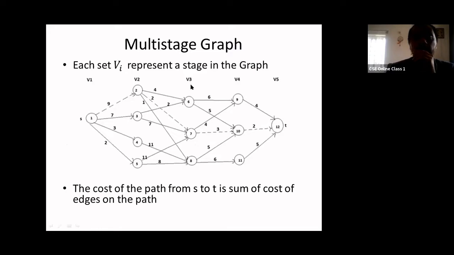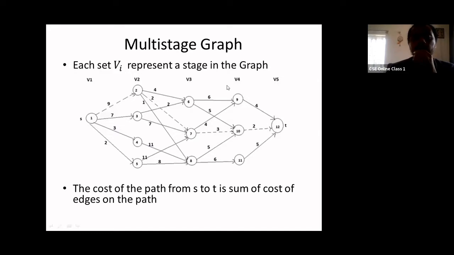So if we take an example, if you want to find out the cost of stage 3 vertex 6. Vertex 6 is connecting to vertex 9, that is stage 4. And similarly, vertex 6 is connecting to vertex 10. Now the shortest or least cost of vertex 6 of stage 3 is the connecting cost from 6 to 9 plus the shortest path from 9 to sink. So the shortest path from 9 to sink is given in this form.